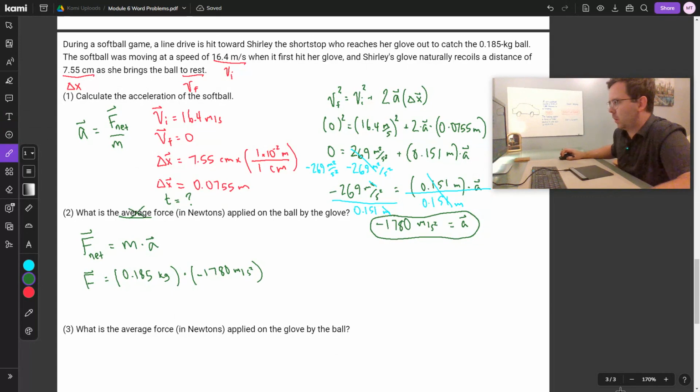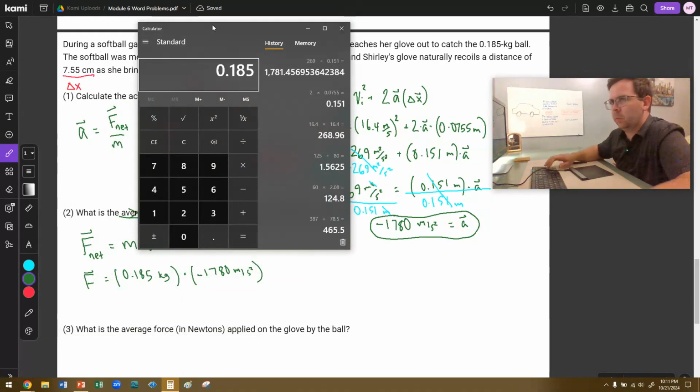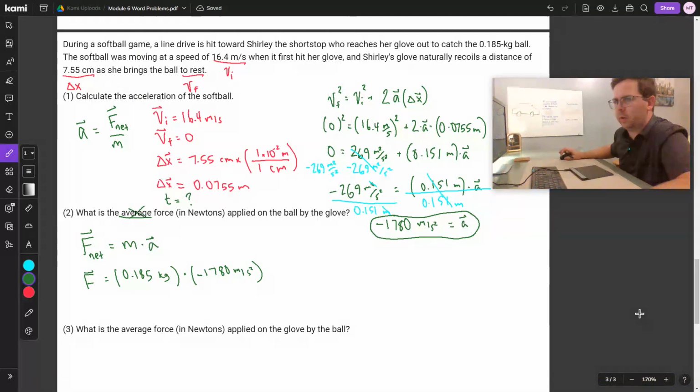All right, so we'll put this into our calculator. 0.185 times 1780. So 329 will be our answer here. Negative 329 newtons on the ball. Again, the ball is moving to the right in our example, and so the force on the ball is negative, just to say that it's acting against the ball's motion to slow it down. So when you try to answer questions like this, you may not need the negative sign in there.